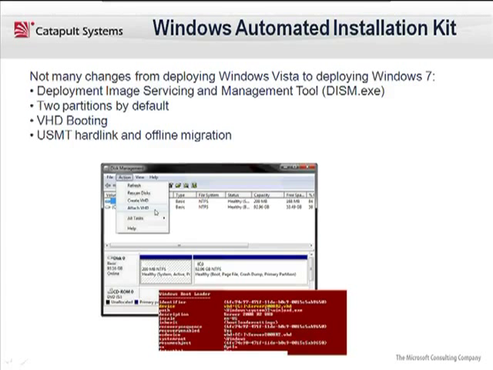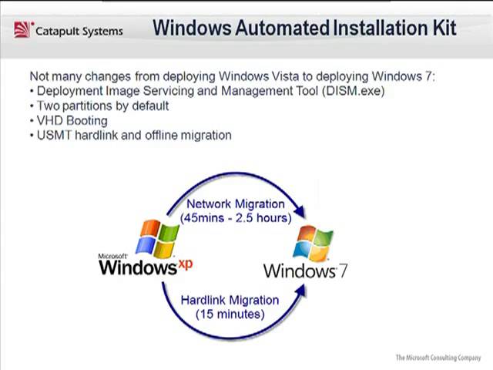And really one of my favorite features of the new WAIK is this concept called hard link migration. And I'll get to this later at the end of the presentation. But just know that migration times in Windows Vista would take 30 minutes to an hour and a half or more, whereas a hard link migration in Windows 7, this new hard link feature, can reduce migration times to 15 minutes or less. Now, migration times mean here not the whole imaging deployment, but just the transfer of your files and settings.